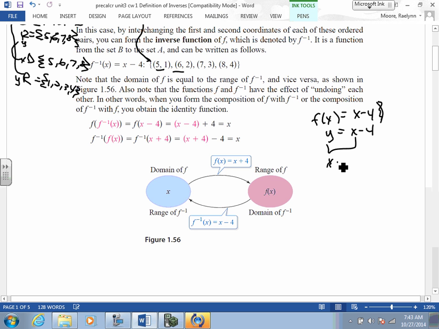So we put the x. And in an equation, you always solve for y equals. So you solve for your new y equals, and you get your inverse equation. We replace y with f to the negative 1. This tells us inverse.